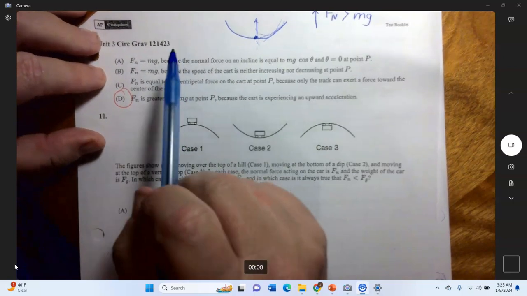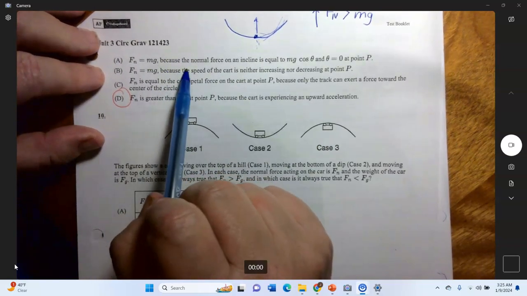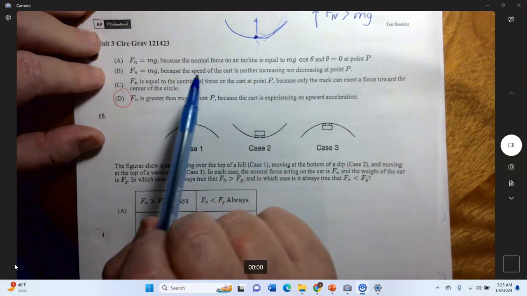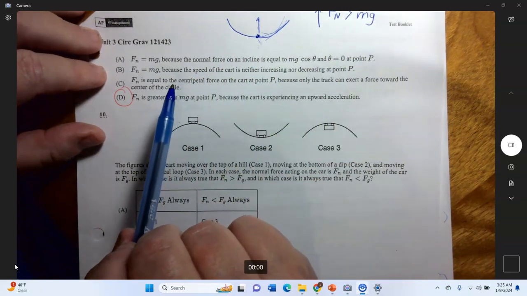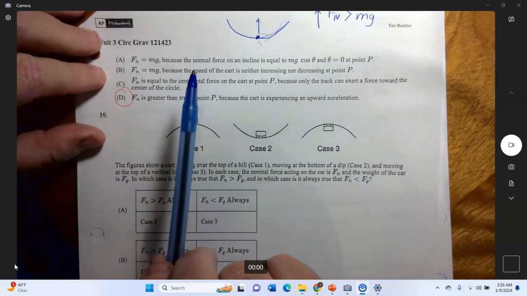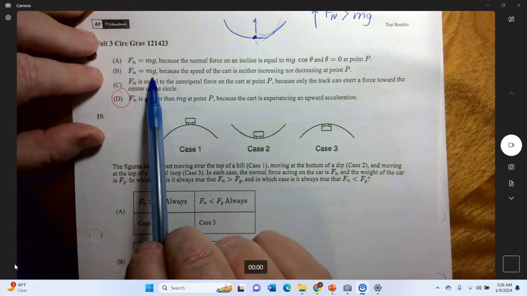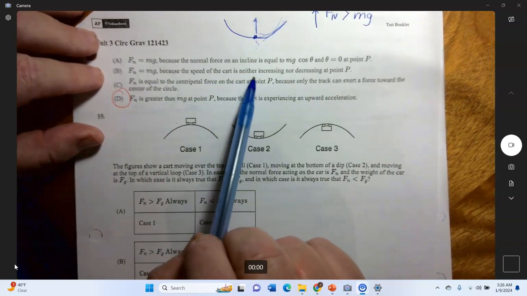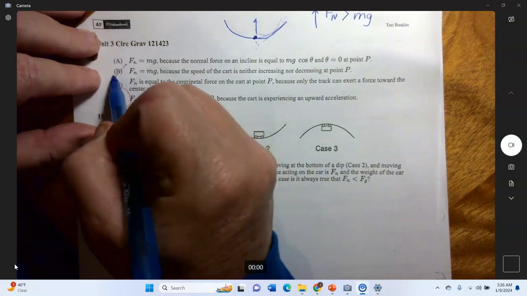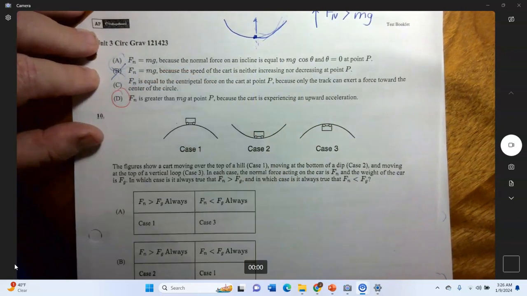Let's read the other options. Fn equals mg because normal force on an incline is equal to mg cosine. That sounds like a good answer. It does, but it's actually being accelerated uphill at that point. Fn equals mg because the speed of the cart is neither increasing nor decreasing at point P. That's just not a true statement. This one looks like a reasonable answer.